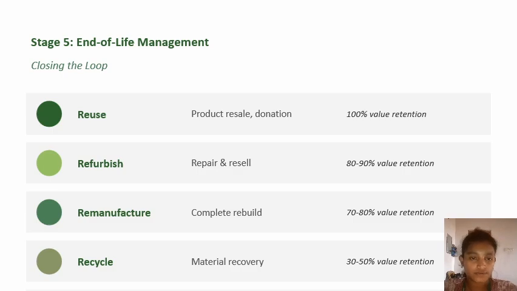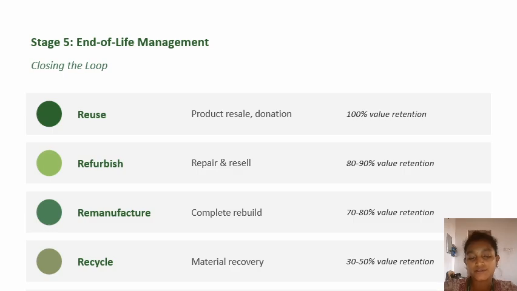Let's see end of life management. This is for reuse, majorly used in end of life management. First one is reuse. Reuse is product resale and donation. This is mostly helpful for 100% value retention. Then refurbish. Refurbish is meant by repair and resell the products. This helps us with 80 to 90 percent value retention.